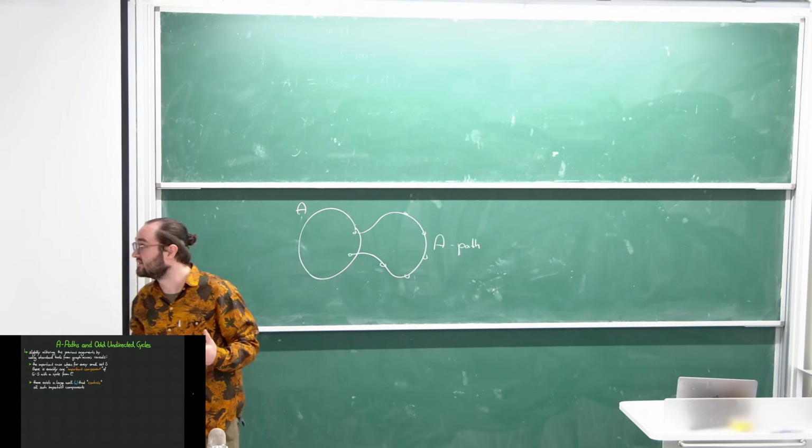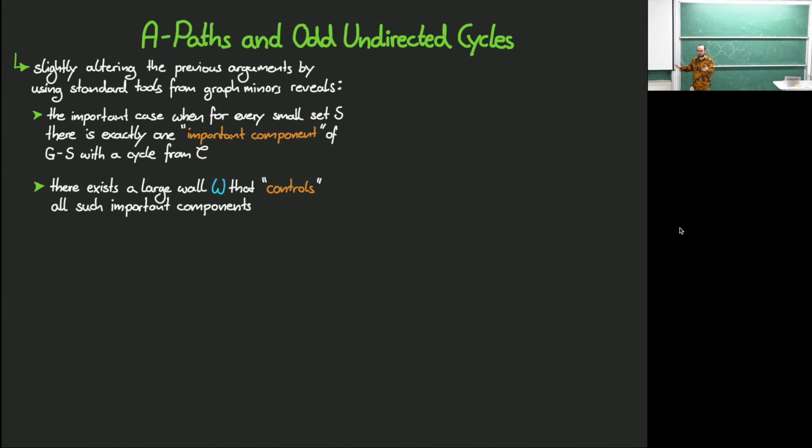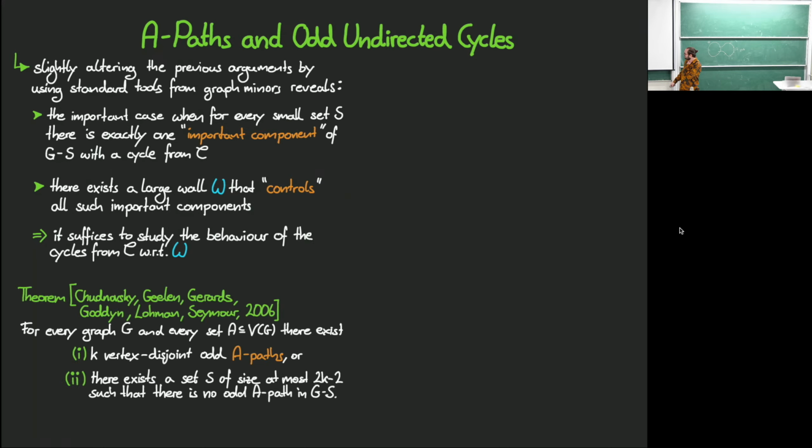In general, I can say that the situation I need to analyze is I have a big wall, and all of the cycles I want to pack are somehow in relation to this wall. Because otherwise I can make the arguments from before, reduce to small tree width, and obtain whatever I want by induction. So all I have to do is look at the big wall and look at my cycles that I want to pack or cover with respect to the wall.